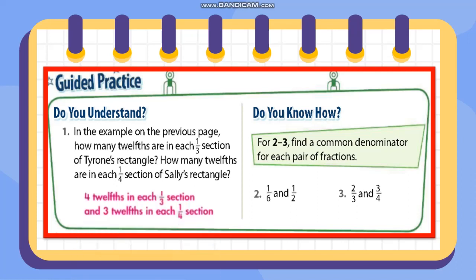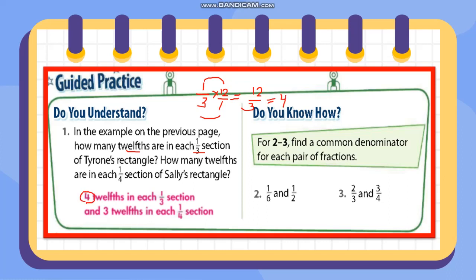So there are 4 12s. What you are going to do is simply multiply 1/3 by 12. So what is 1/3 multiplied by 12? In multiplying fractions, you just multiply both numerator and denominator, then simplify. 1 times 12 is 12, then 3 times 1 is 3, then 12 divided by 3 is 4. That's why the first one is 4.